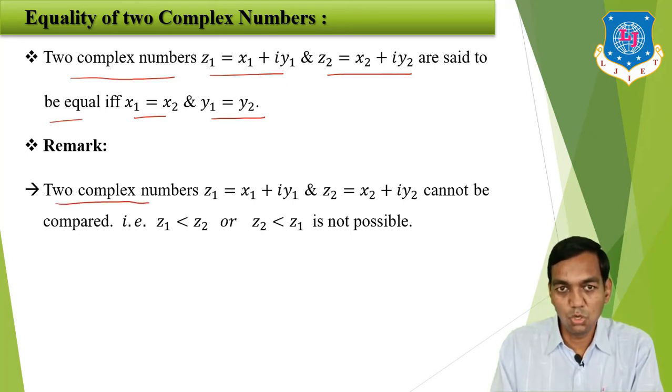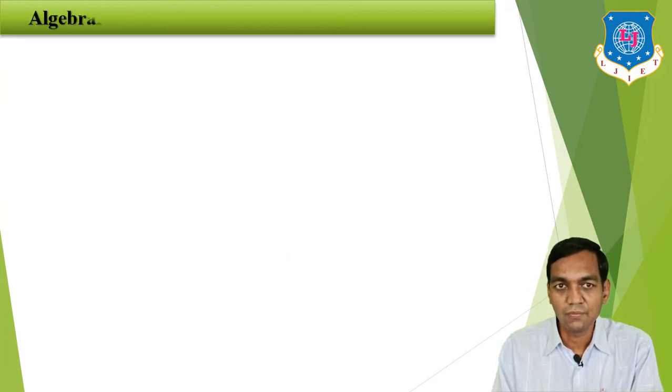Remark: two complex numbers z1 is equal to x1 plus iy1 and z2 is equal to x2 plus iy2 cannot be compared. That is, you cannot write z1 is less than z2 or z2 is less than z1. You cannot write in this manner. This is not possible.